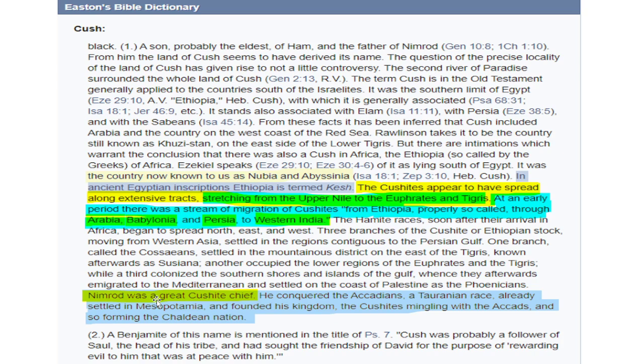Check this out. It says, Nimrod was a great Cushite chief. He conquered the Akkadians, a Turanian race, already settled in Mesopotamia, and founded his kingdom. The Cushites mingled with the Akkads, and so formed the Chaldean nation. Right? So it was the Cushites, particularly Nimrod, who was an Ethiopian. This Ethiopian man is the man who is responsible for forming the Chaldean nation.